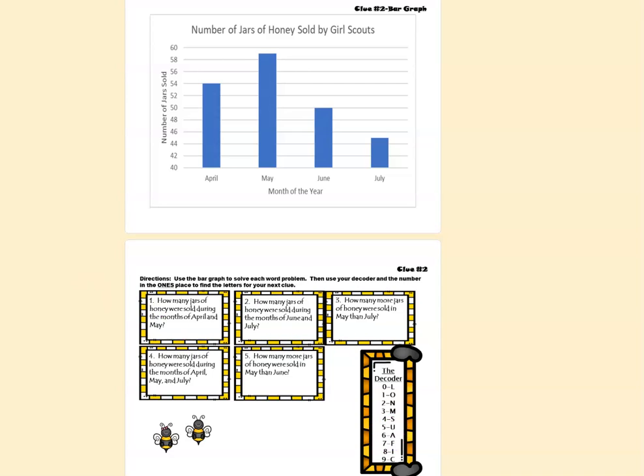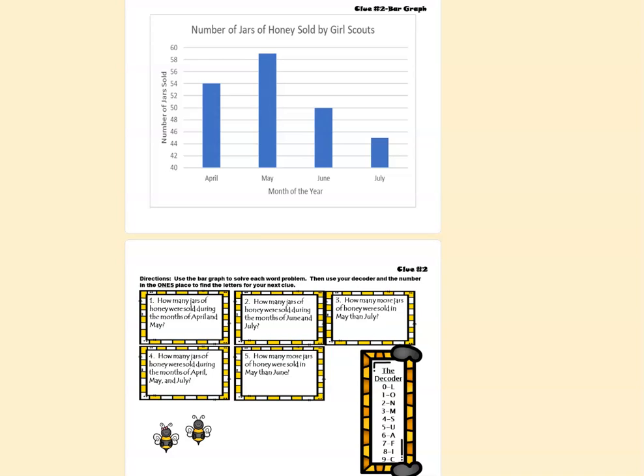Number 3, how many more jars of honey were sold in May than July? So now we need to know the difference. So this one we're going to be subtracting. We're going to subtract 59, that's how many jars were sold in May, minus the number of jars that were sold in July, which is 45. And when I subtract that, I get 14. Well, 4 is in the ones place, and 4 equals S. So I'm going to put the S underneath that equation next to the U. So right now we have MUS.